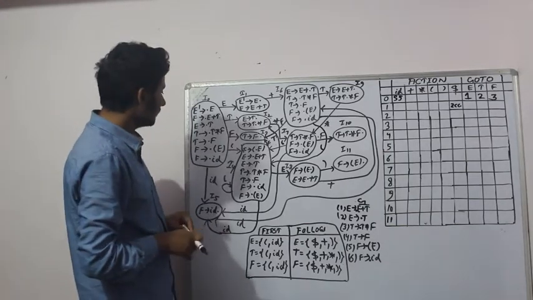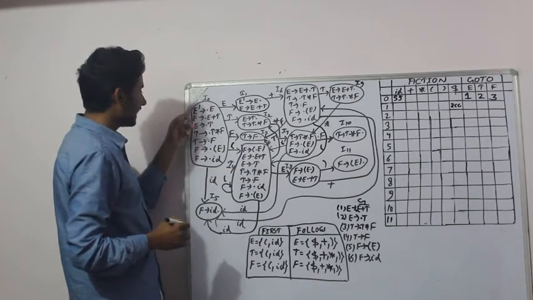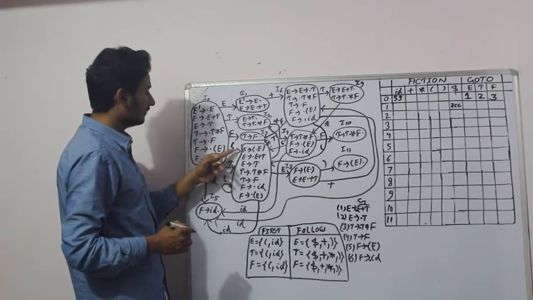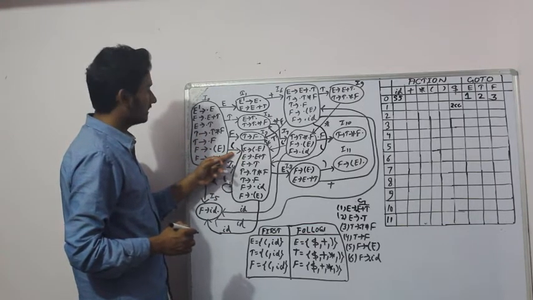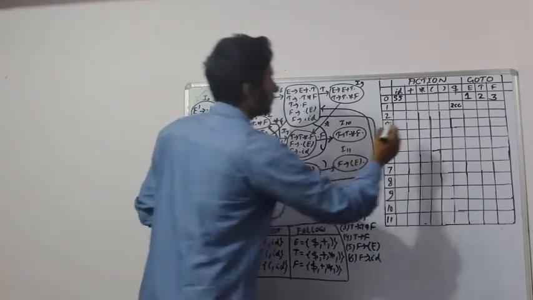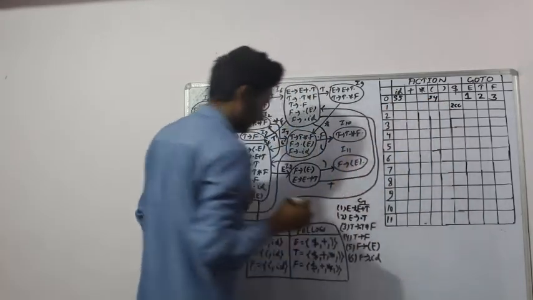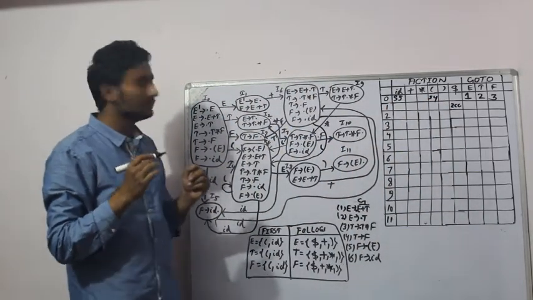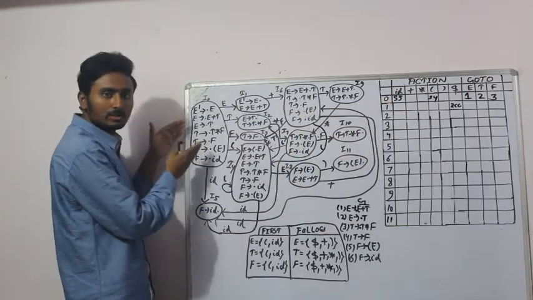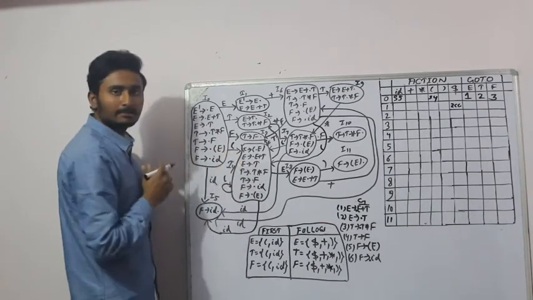Now we have a symbol here, that is the left parenthesis, from I0 to I4. From I0 to I4 with this shift operation we have S4. So we can have this shift operation for the left parenthesis, because from state 0 we can go to state 4 with this left parenthesis.